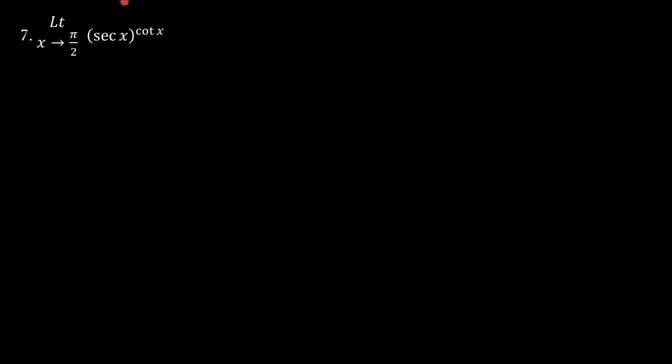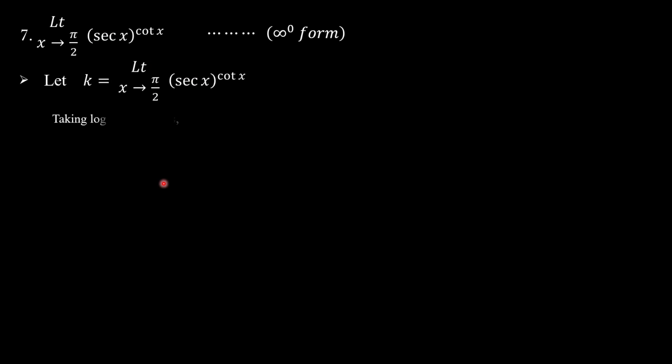Find limit of secant x power cot x as x tending to pi by 2. First apply the limit. When x is tending to pi by 2, secant x is tending to infinity and cot x is tending to 0. So you will get infinity power 0 form. In this case also, take k is equal to limit x tending to pi by 2 secant x power cot x. Now take log on both the sides. That is, log k is equal to limit x tending to pi by 2 cot x into log of secant x, or limit x tending to pi by 2 log of secant x divided by tan x.